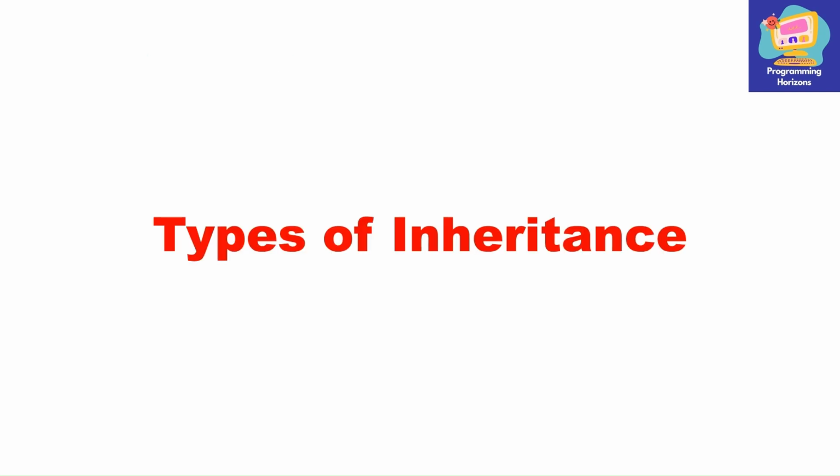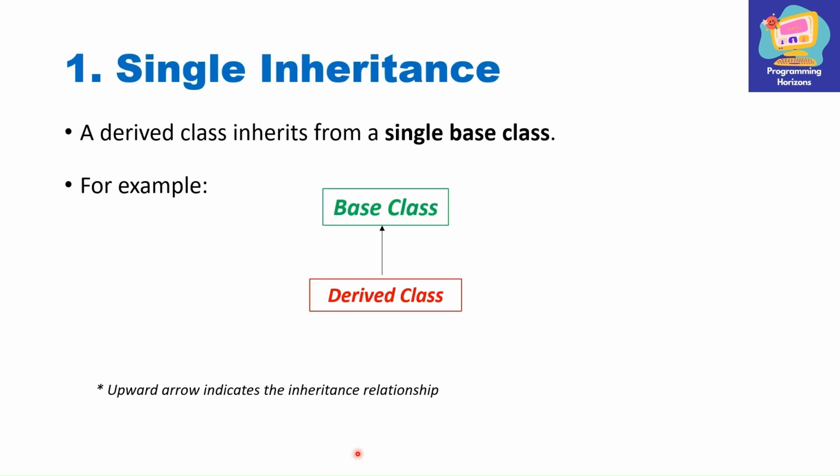There are 5 types of inheritance. Let us discuss them all one by one. The first type of inheritance is called single inheritance. In this case, a derived class inherits from a single base class.